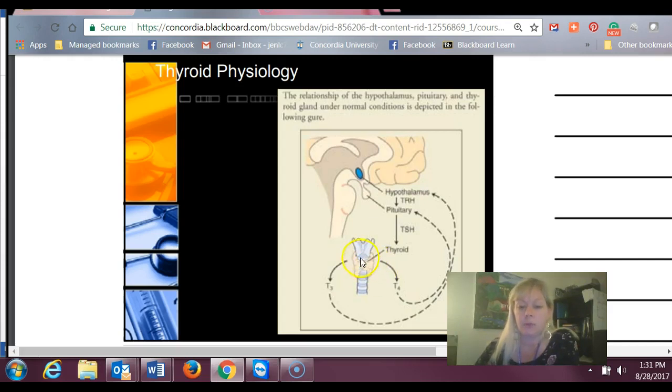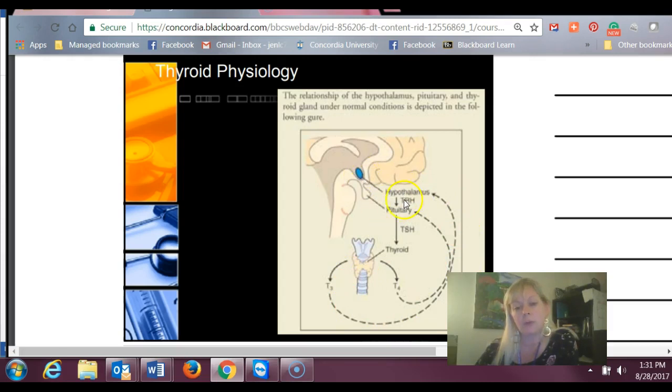Let's just say this decides to stop working. Well, that means that it's going to stop or slow down the production of T4. So the T4 is going to go low. Your T3 is going to go low. So when it's sending messages up here, it's not producing enough. So it's only producing a smaller amount.